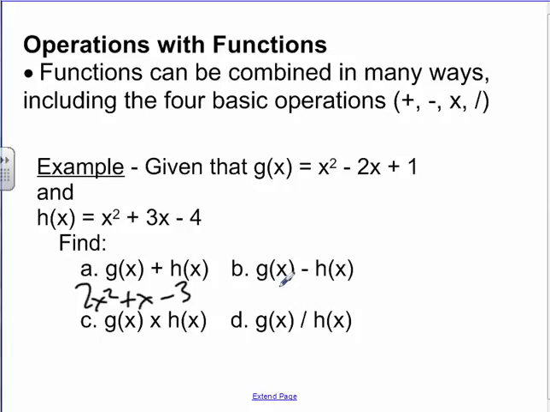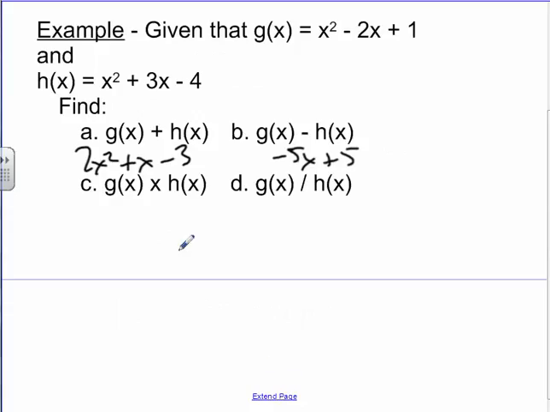You can subtract them. If I take g of x and subtract h of x, the x squared and the x squared will cancel. Minus 2 minus 3 will give you minus 5. Careful here, 1 minus minus 4 gives plus 5. You can subtract them. You can even multiply. Multiply is not going to be overly fun because you've got to FOIL this guy. But hopefully you can follow this.